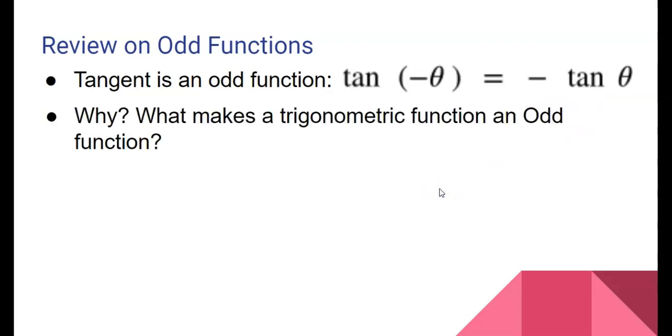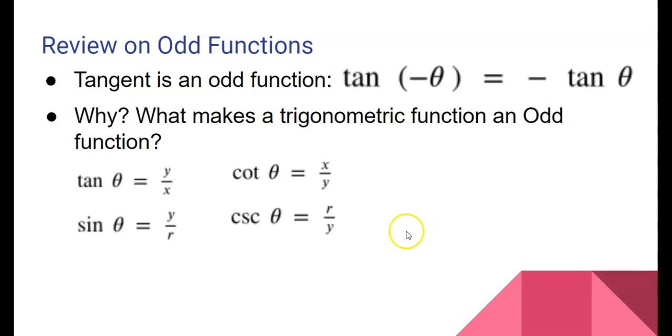Now, why? What makes a trigonometric function an odd function? Please observe these odd functions and tell us what factor is common to all of them. Do they all have the x factor? Do they all have the r factor? Or do they all have the y factor, the y coordinate? Yes, all of these functions have the y coordinate.